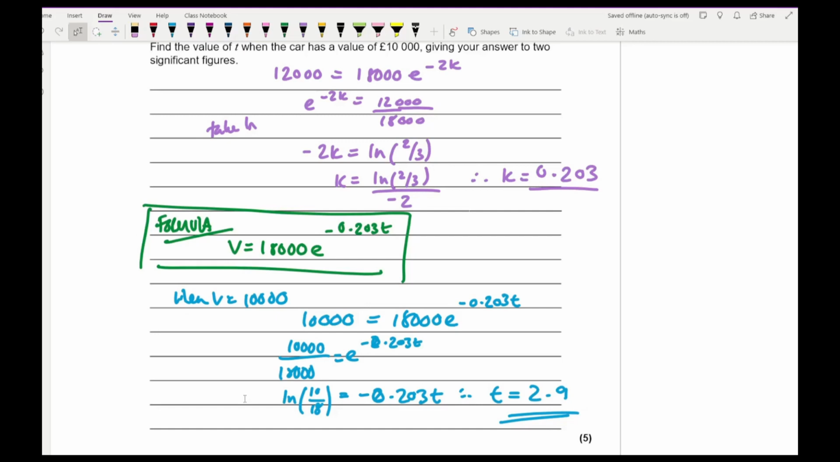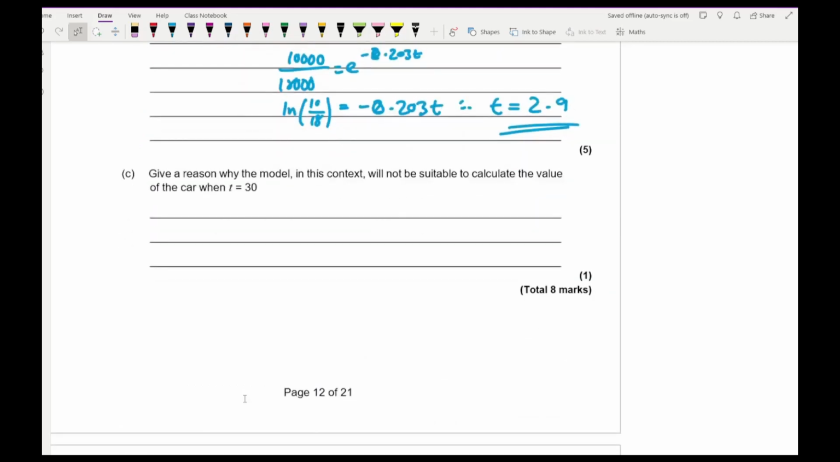And there we go. Then moving on to part C, it says give a reason why the model in this context may not be suitable to calculate the value of the car when t equals 30. Trying to find the value of a car when it's 30 years old using a particular model is problematic, as the car will probably be scrapped because it may not even be worth any value after 30 years. You could say it's unusable or undrivable.